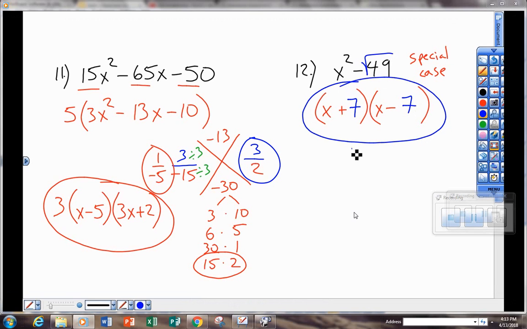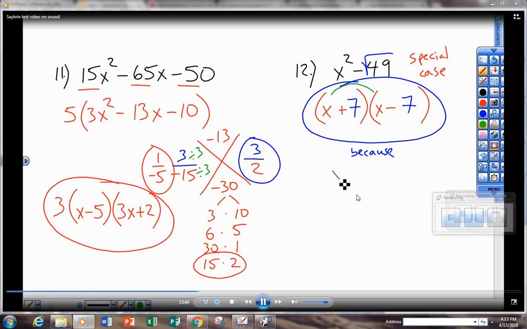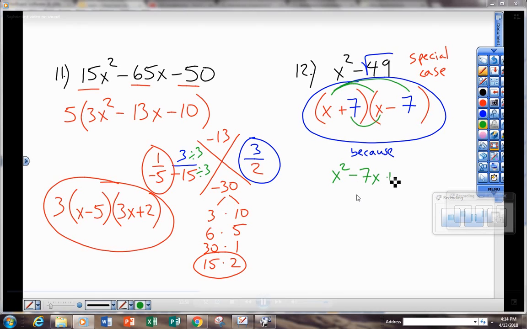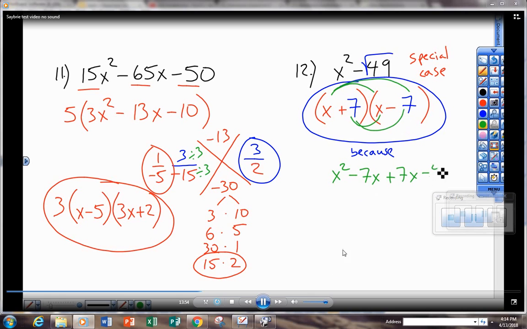Special case. Just like x squared minus 1 is a special case. And again, if you were to FOIL this, that middle term will go away. Minus 7x plus 7x will cancel away. Minus 49. So that middle term cancels away on those special case ones.